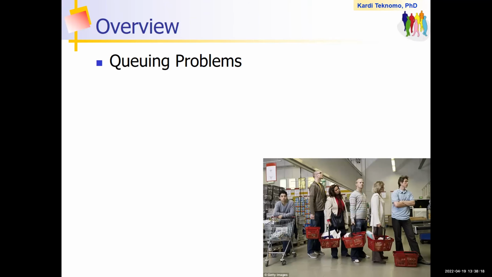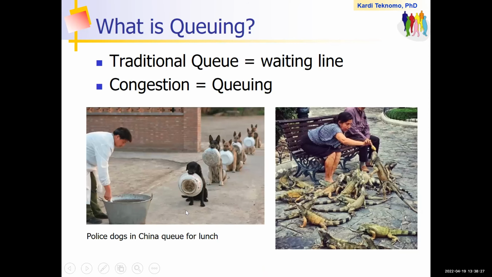Right. Actually, most people will think queuing is a waiting line, right? So something like this. Traditional queuing is a waiting line. So traffic congestion is also queuing. This is the police dog in China queuing for lunch. So even the dog can queue. You see, you create a waiting line. The same thing with this iguana queuing for the food.